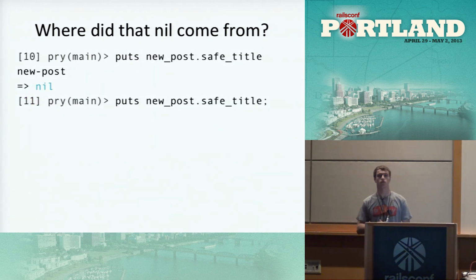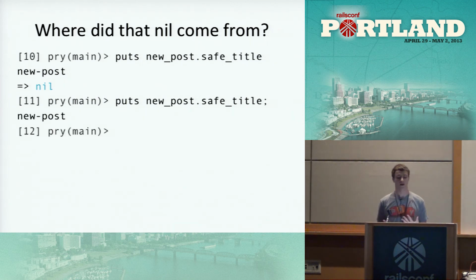And so what I can do is add a semicolon to the end of the line. Once I do that, then Pry is told, don't show me the output. And so if I run it, I still see new post, because the puts method has done that as a side effect, but I don't see hashrocket nil, because Pry has been told to elide the output.